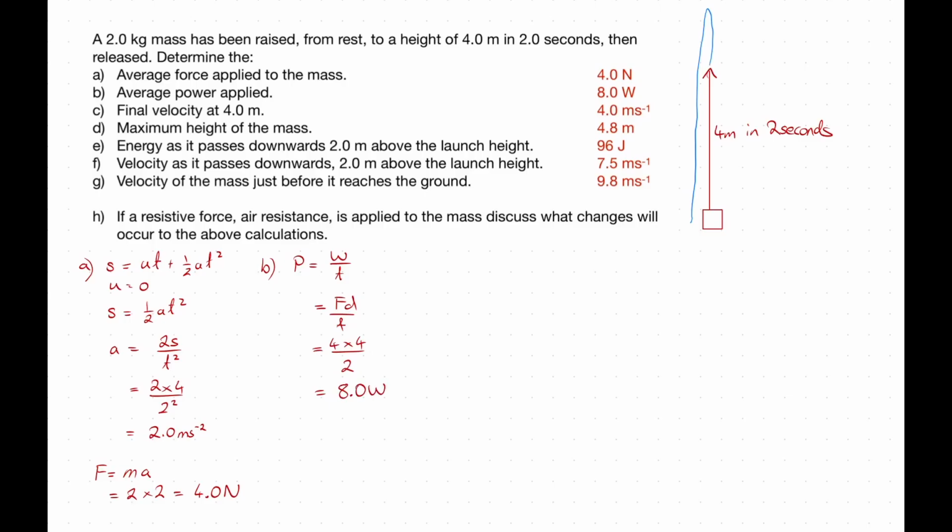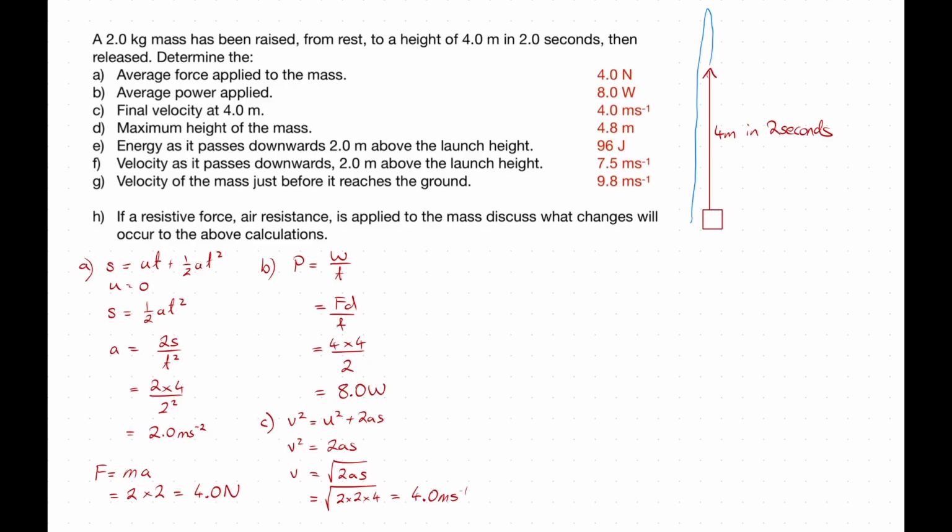So for C, we want to find the final velocity. So C, I'm going to use equations of motion. So I can go v squared is equal to u squared plus 2as. We know that the initial velocity is 0. So therefore our v squared is then going to be equal to 2as. That means our v is going to be equal to the square root of 2 times our acceleration times by our displacement, which is then going to be equal to the square root of 2 times 2 times 4, which is coming out to be 4 meters per second.